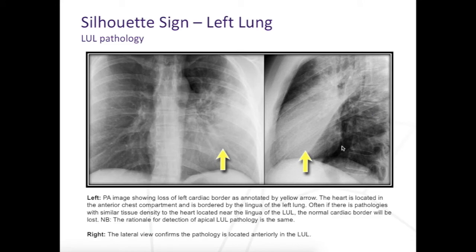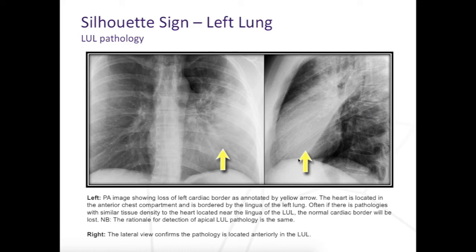So, if you have a look here, this is a left upper lobe collapse because you don't have the left heart border, and you see this really hazy appearance. This hazy appearance is consolidation, and consolidation, again in this case, has similar density to the left heart border. So that's why this particular chest x-ray is an example of a left upper lobe collapse.